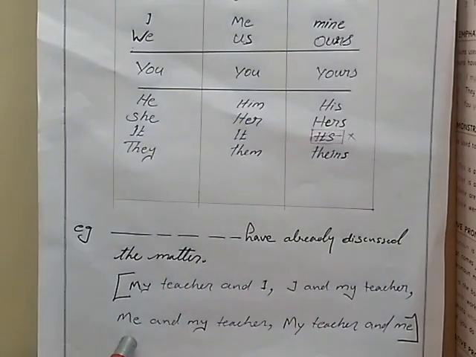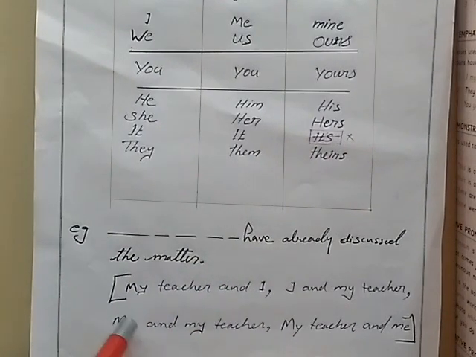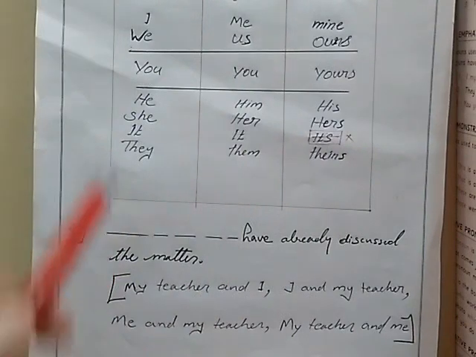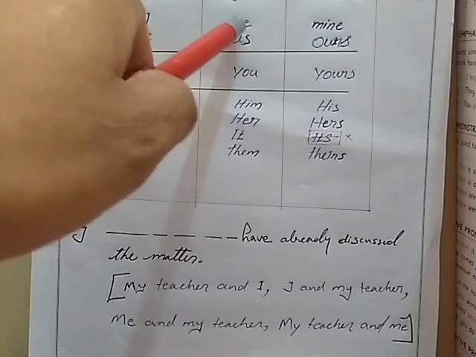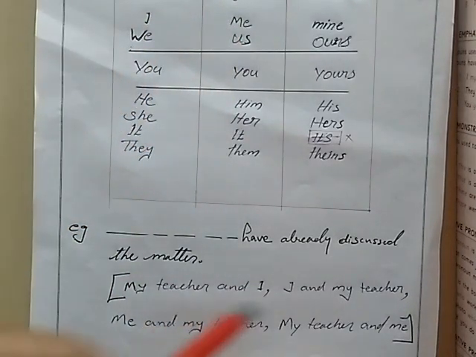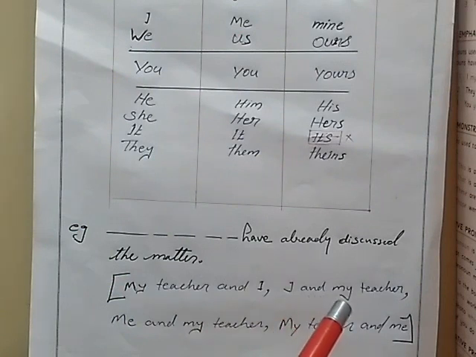And this one, you see, me and my teacher, same thing, just me came here, so me cannot be there in the subject place here. Me is an object place, only it can be used. So these two will not work out. And let us see what about this, I and my teacher. I think it is suitable. This is the personal pronoun I, first person singular, and my teacher, she. I and my teacher have already discussed the matter.